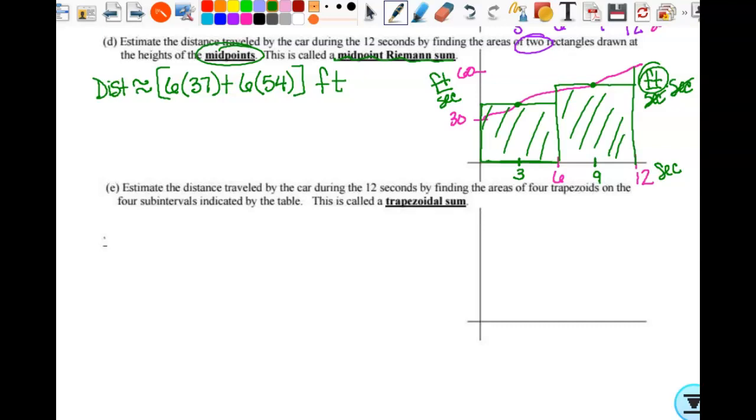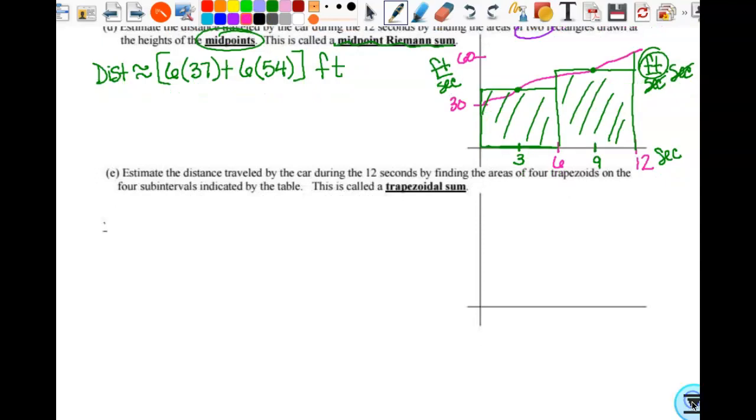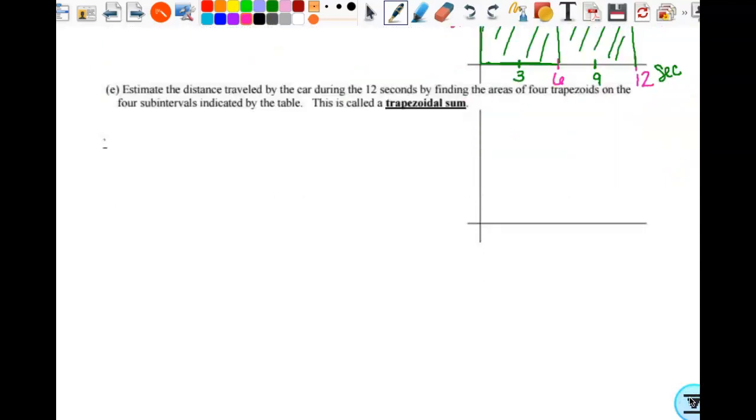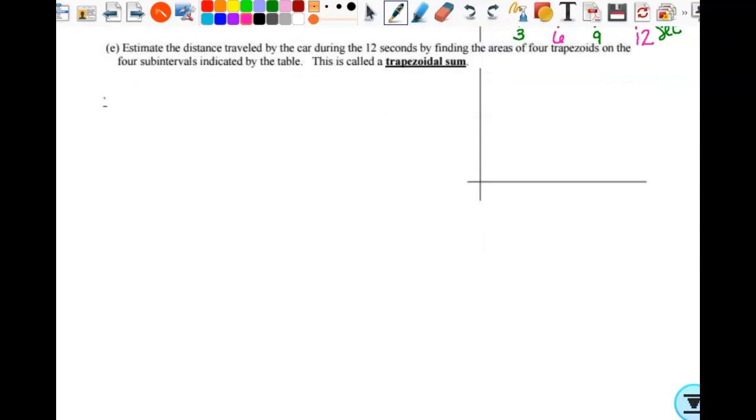Now let's talk trapezoid. We've got the same function, so we'll go ahead and get our little graph done here. Okay, so I'm here at 12. This is seconds. We got 30 and 60, and this is feet per second. Okay, so it's something like that. And I would need 4, which means I'm going to take that 12 and divide it, from 0 to 12, into 4 equal intervals.